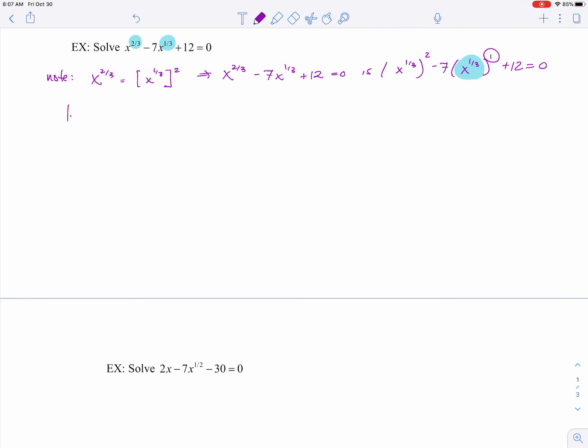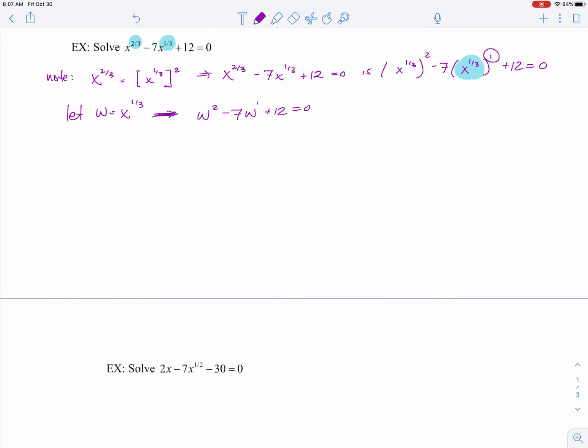And so we're going to let w equal x to the 1/3, so that this equation becomes w squared minus 7w to the first power plus 12 equals 0.